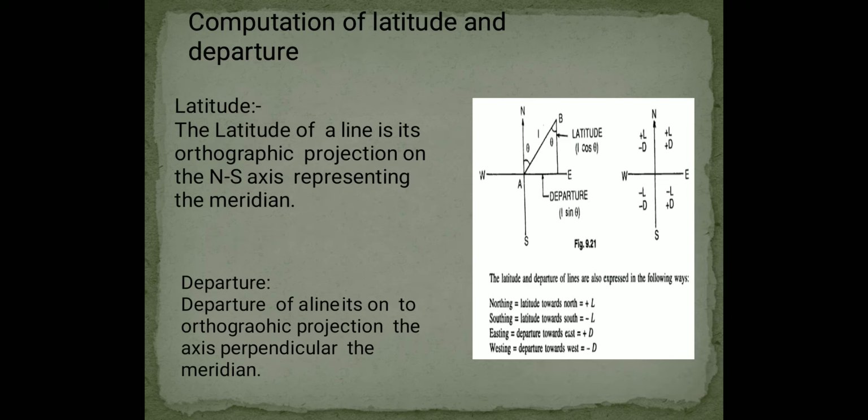How to compute the latitude and departure. Latitude is a line on an orthographic projection of the north-south axis of a meridian. Departure is a line on the orthographic projection perpendicular to the meridian. This is the reference. From the picture you can identify what is latitude and what is departure. Where it is negative and where it is positive is also shown in the figure. Latitude is positive towards north and negative towards south. Similarly, departure is positive towards east and negative towards west.